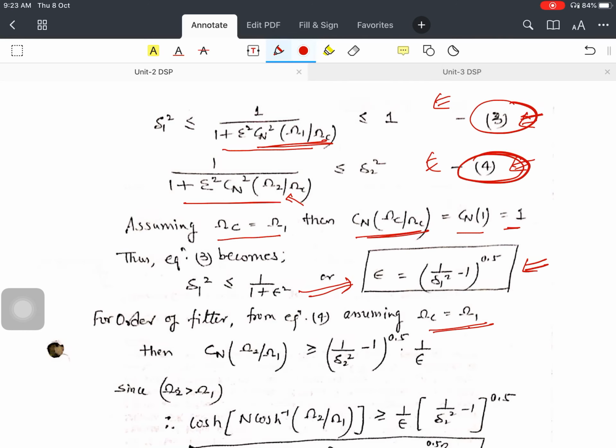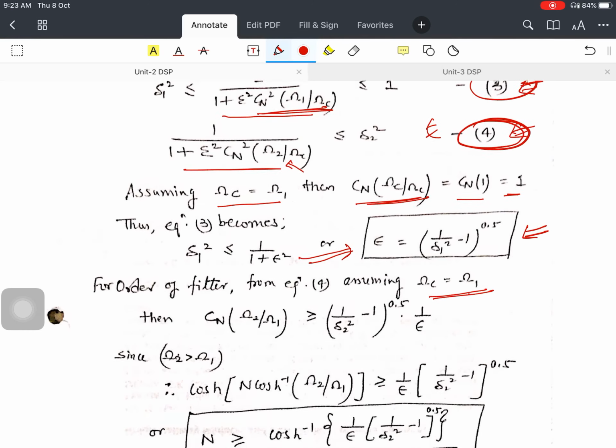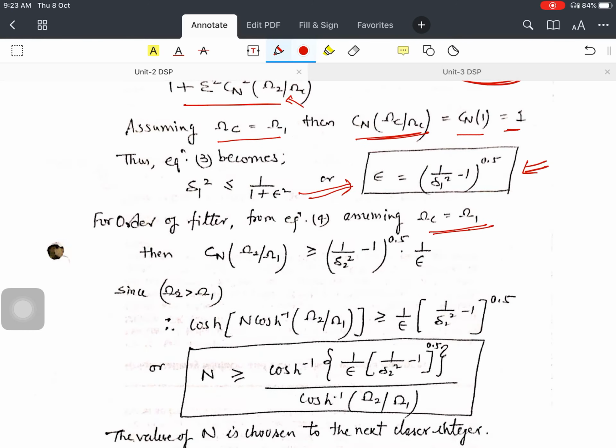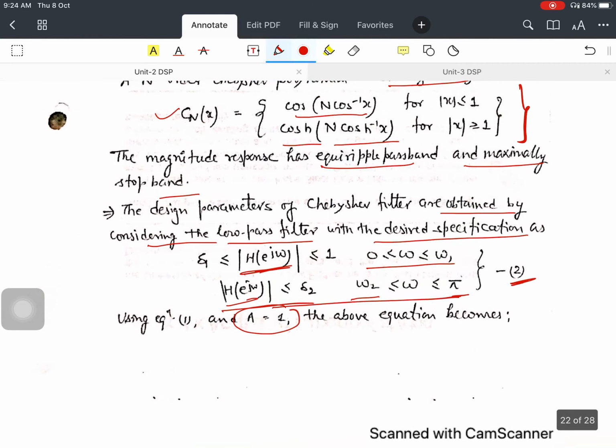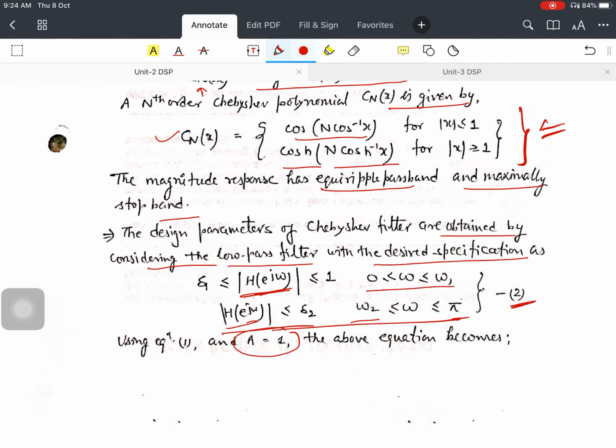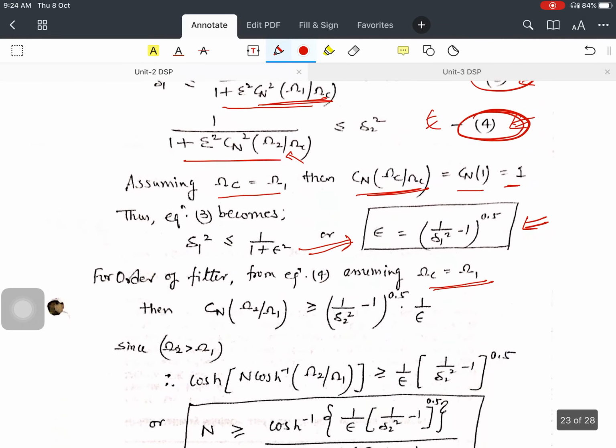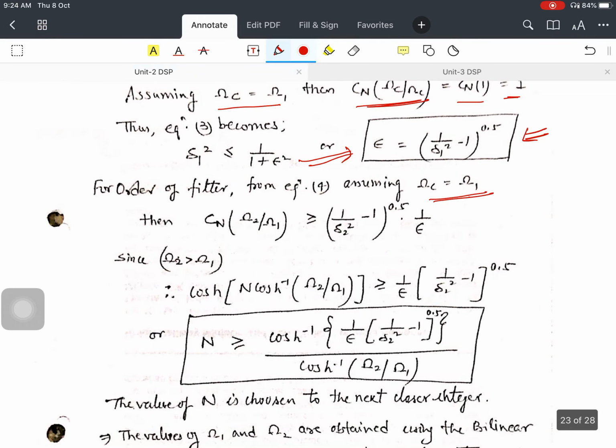Okay. Now since Ω2 is greater than Ω1, we can easily write it down in terms of equation 2. Sorry, equation Cn. So that will be cosh⁻¹(Ω2/Ω1) greater than or equal to simple value, 1/ε times (1/δ2² − 1)^0.5.